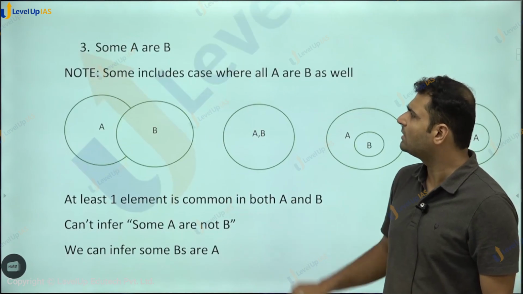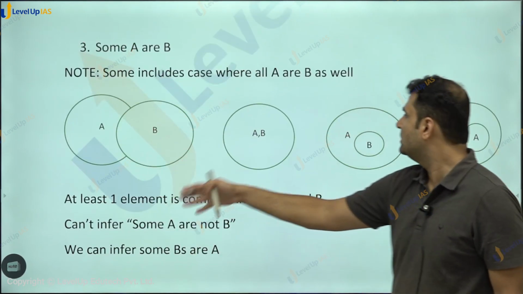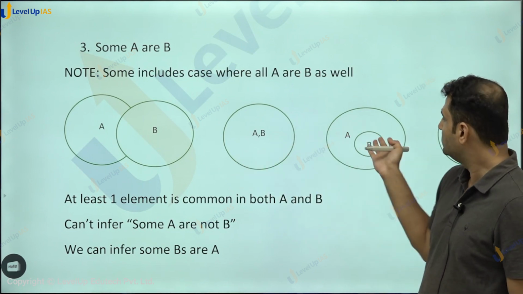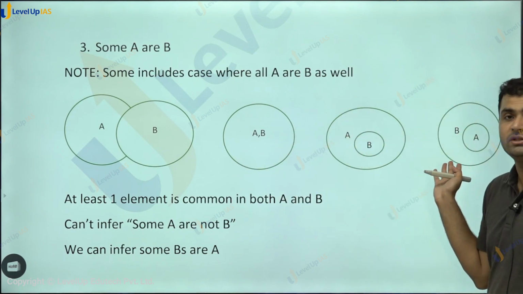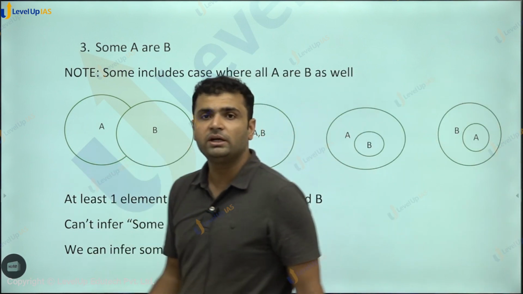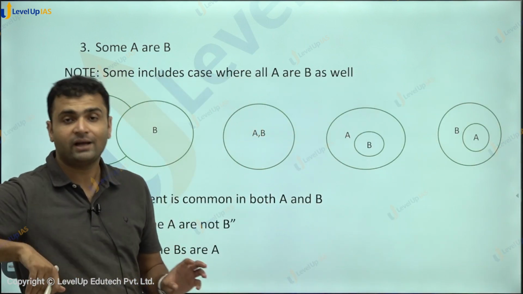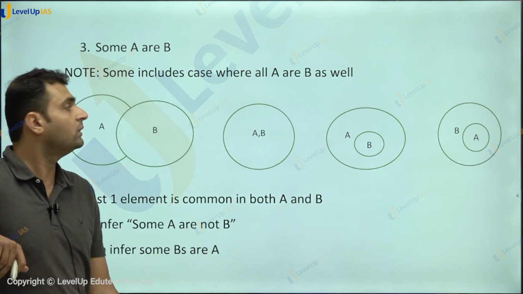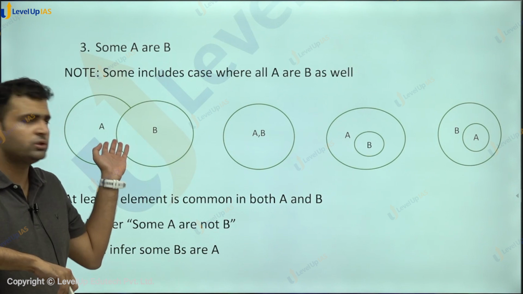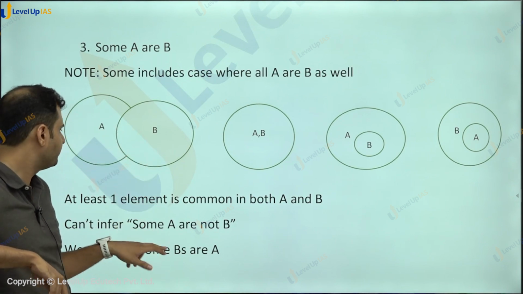Next is some A's are B's. Some A's are B's, meaning there is some intersection, at least some intersection. There can be full intersection. Or this is also true. Here also some A's are B's is true. So in all these possibilities, some A's are B's is true. Whatever conclusion we have has to be true for all the cases, not just one particular case. But this is the most general case, so we will consider this primarily while solving the question.